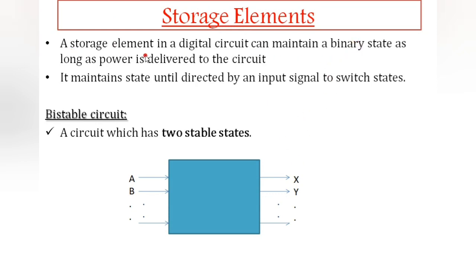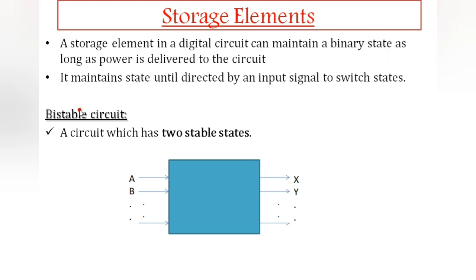Observe, a storage element in a digital circuit can maintain a binary state. So binary state, I'll explain this term, that is nothing but related to output. So it can maintain binary state as long as the power is supplied to the circuit. So it maintains output values as long as power is delivered to the circuit.